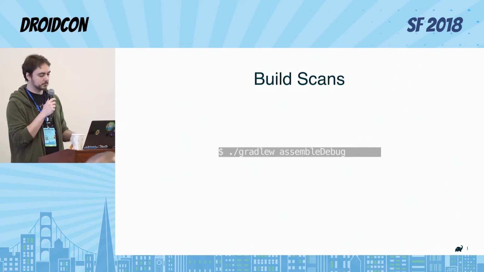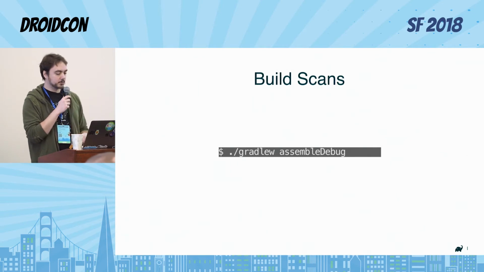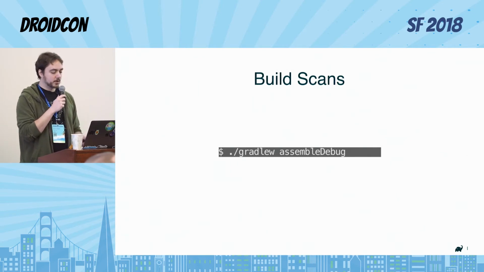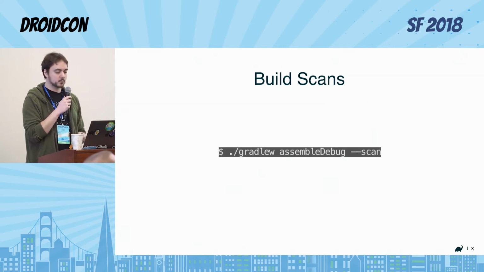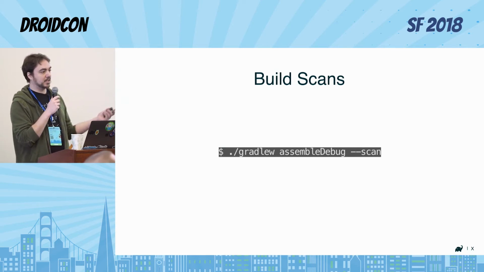If you've never used scans before, it's very easy to create your first. So just run any build from the command line and add --scan, and that's it. You can also add this to your build script if you want to have it enabled permanently, but it's a great way to give it a try.